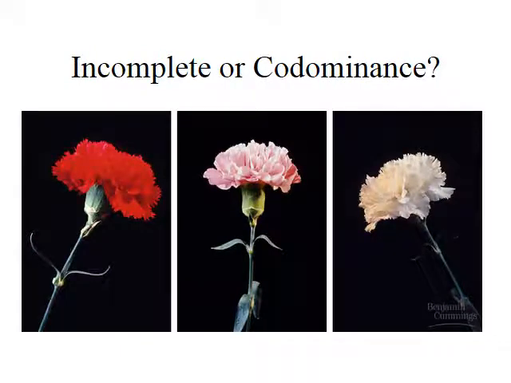Another one, you have white flower, red flower, and in between you have pink. Anytime you see an in-between phenotype of the two extremes, not spotted, completely perfectly blended, that is incomplete dominance because it's too weak to completely mask the recessive trait.